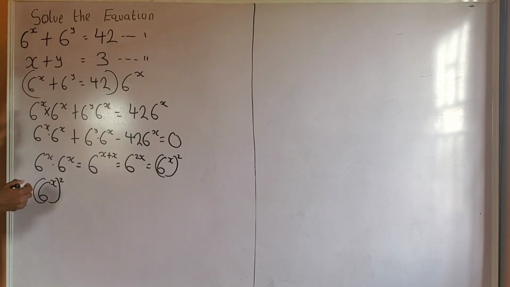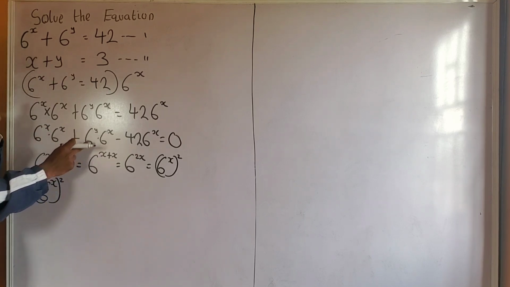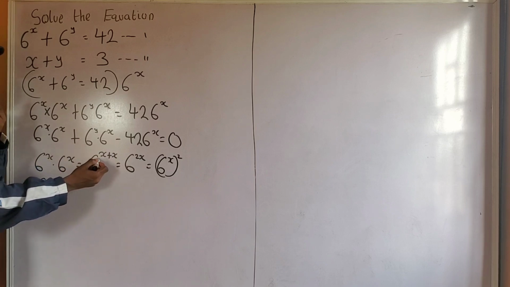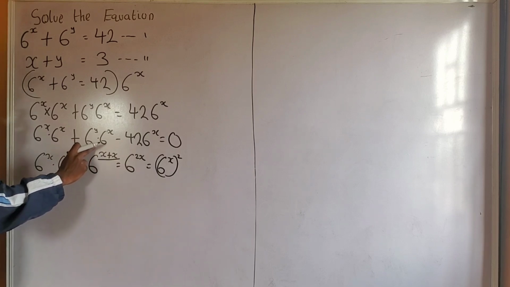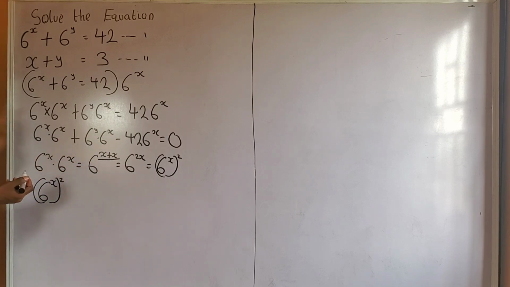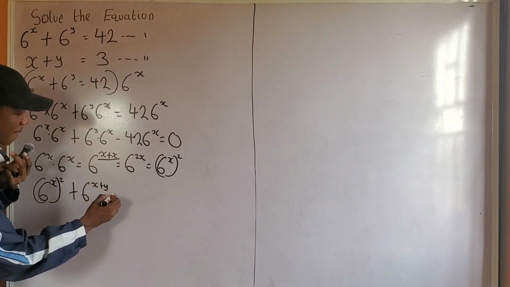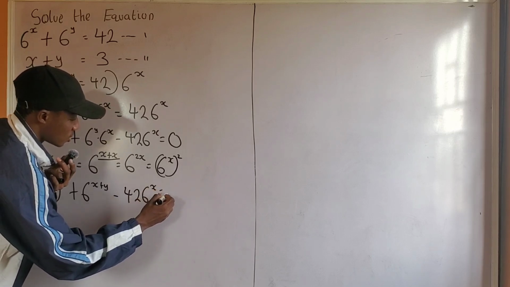Now, if you have the same base with different powers and there is a product between them, you have to sum their powers. Are you getting it? According to the law of indices, the product law. So here I'm going to have 6^(y+x), or x + y. So I'm going to have plus 6^(x+y) minus 42 multiplied by 6^x equals 0.